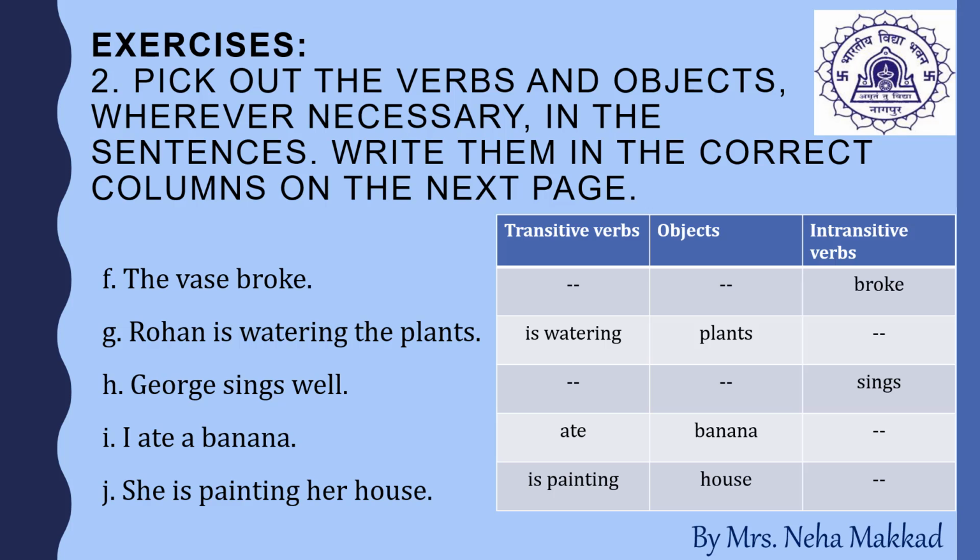She is painting her house. So, is painting is the verb and house is the object here. So, the action of painting is being passed on to the house. Hence, it is an example of a transitive verb.